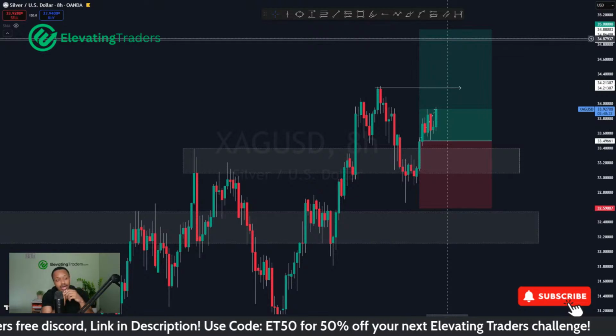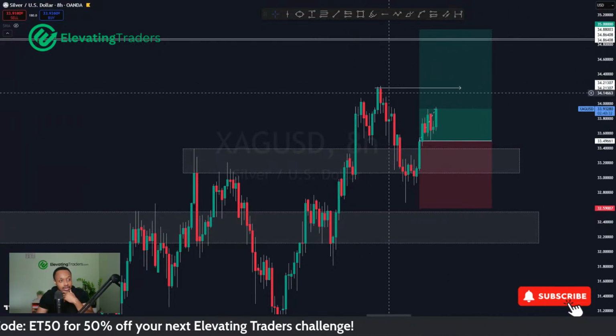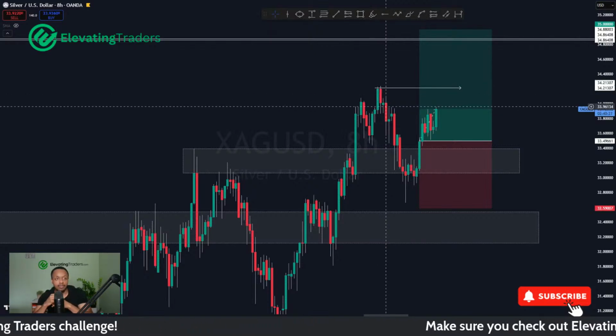Maybe that could be a bit of a catalyst for silver to get a move on. As I said yesterday, if we do take up the high here, that's when I'll start to manage the trade in terms of trailing stops. But yeah, we'll see how silver goes.